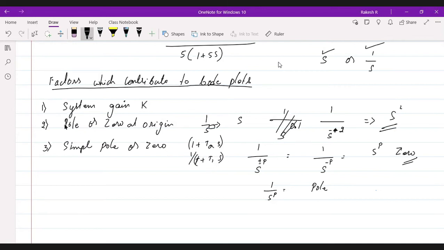Now see here, pole or zero at origin means it is only S here. Simple pole means 1 plus T1S. Pole or zero at origin is only S, while simple pole or zero means 1 plus T1S. These are the simple poles or zeros. Next, the fourth one is the quadratic equation.